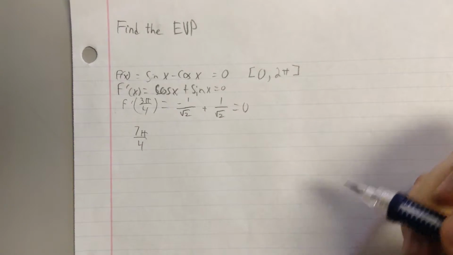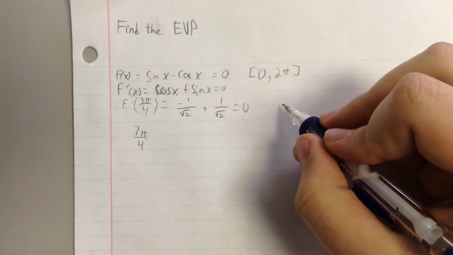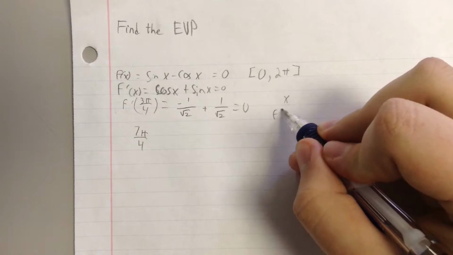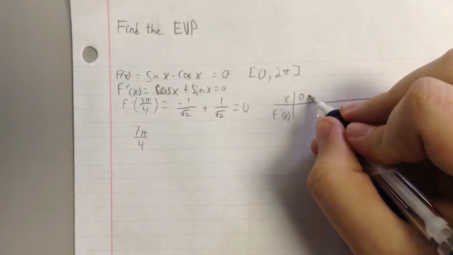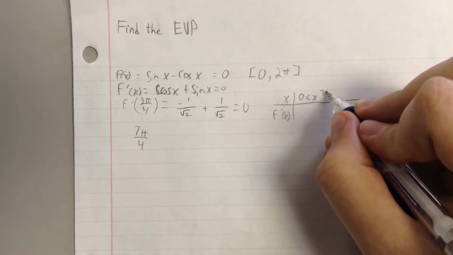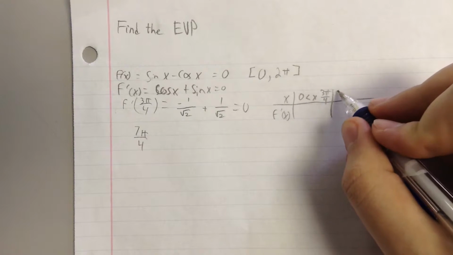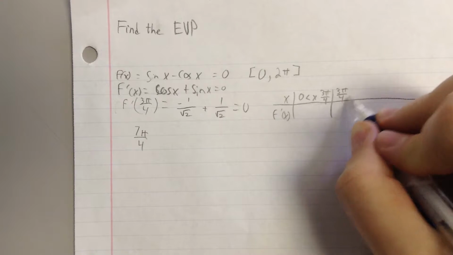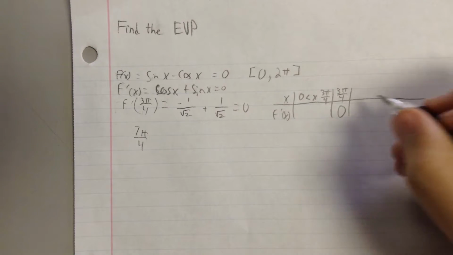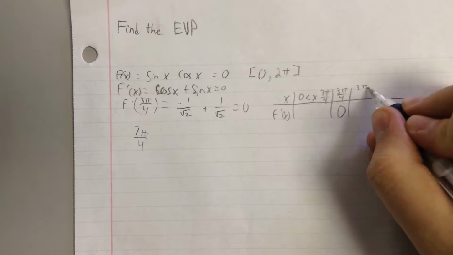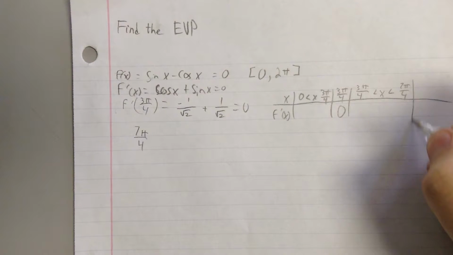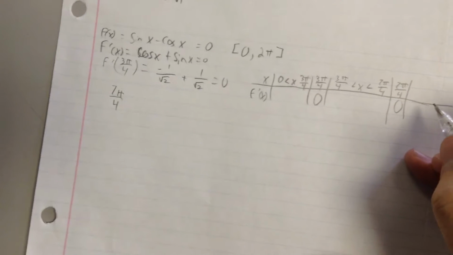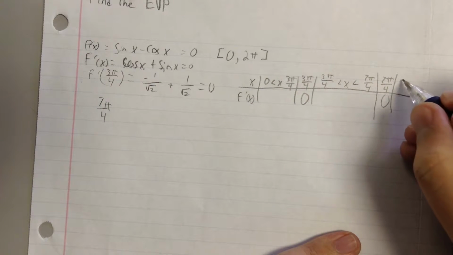So now that we have our points, we have to make a derivative sign chart. So we have x, then we have f prime of x. So we go ahead and fill out this interval. And since we already know that 3 pi over 4 turns us into 0, we can go ahead and put a 0 there. So now we fill out the middle bit. And once again, we know that 7 pi over 4 turns us into 0, so we can go ahead and mark that there. Then we have the last section.